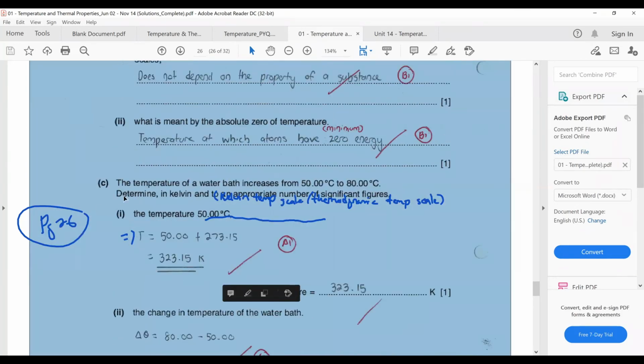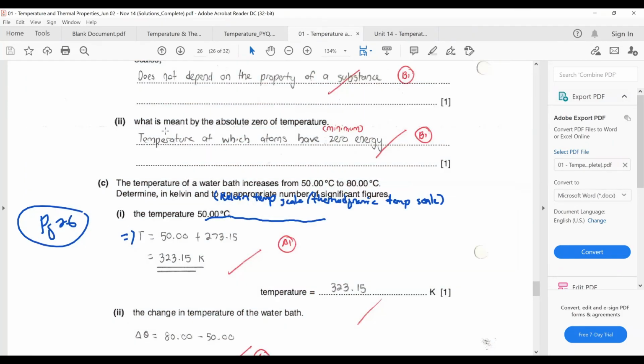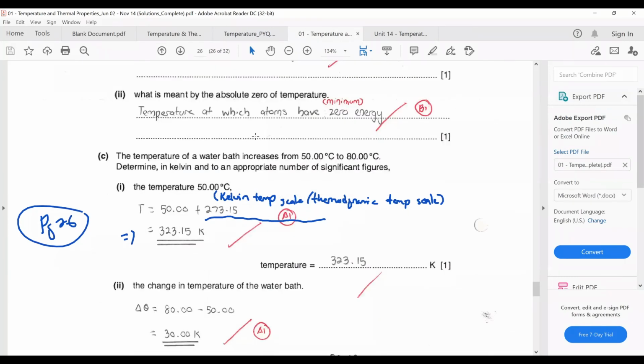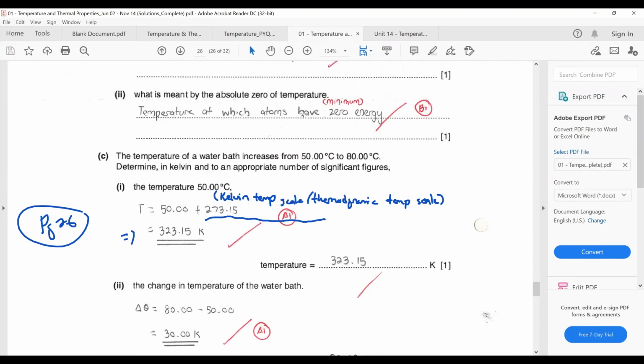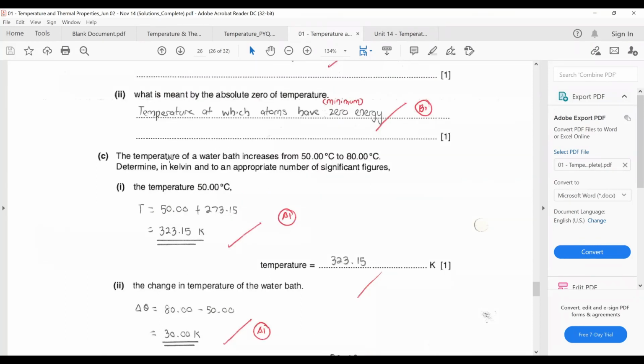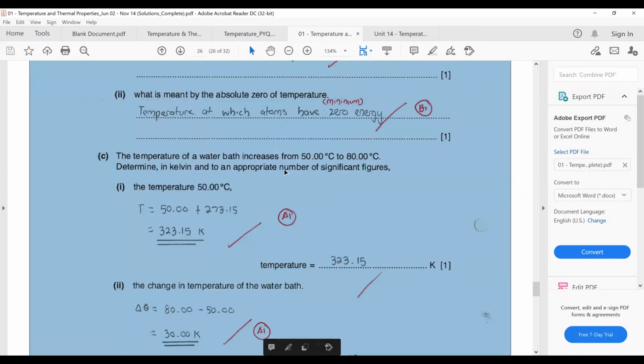Then after that, have a look at part C. The temperature of a water bath increases from 50 degrees centigrade to 80 degrees centigrade. Determine in Kelvin and to an appropriate number of SF the temperature of 50 degrees centigrade. So here, 50 degrees centigrade, change your temperature to Kelvin. This one, as I mentioned to you, just add 273.15.